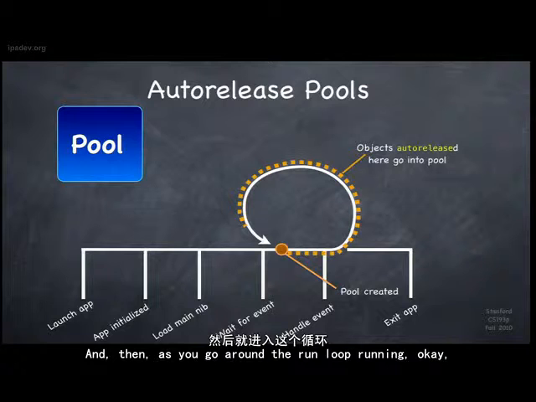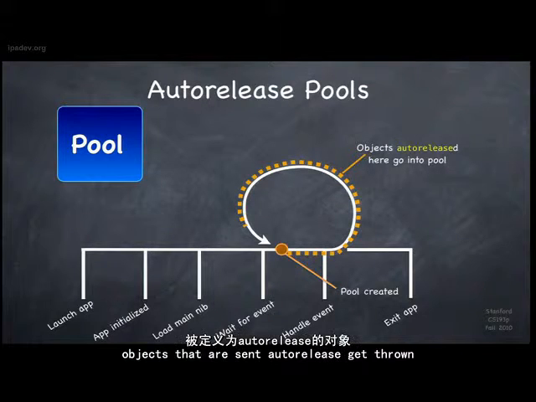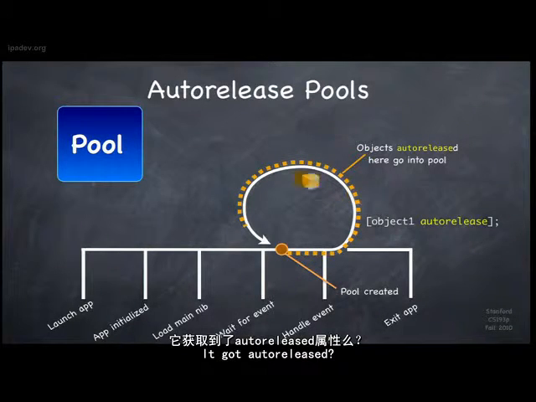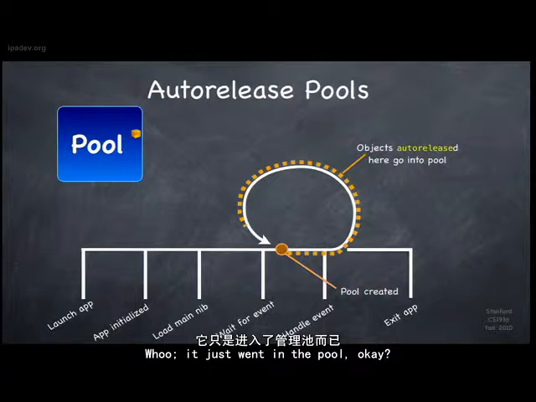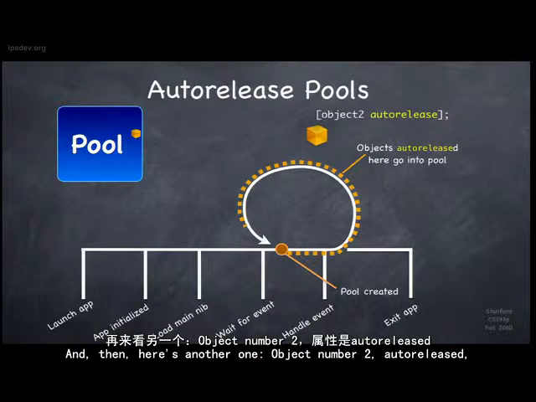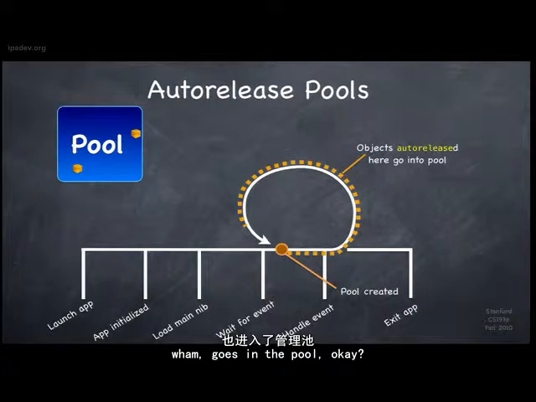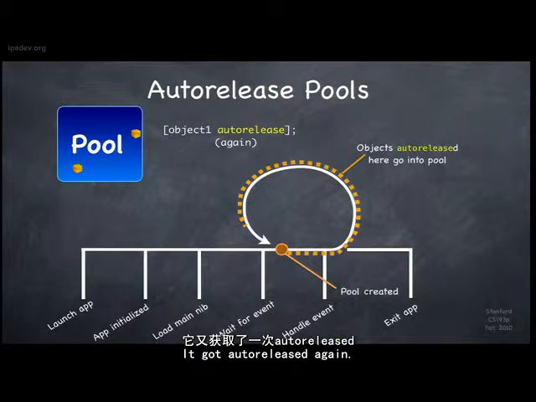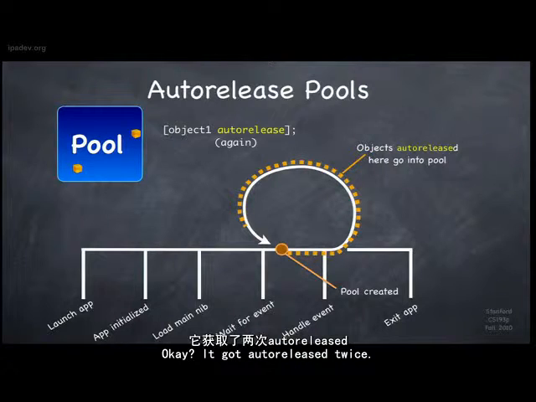And then as you go around the run loop, objects that are sent autorelease get thrown into this pool. So here's an object, object 1. It got autoreleased. It just went in the pool. It didn't get released, it just got thrown in the pool. And then here's another one, object number 2. Autoreleased. Goes in the pool. We're running around the loop. Here comes object 1 again. It got autoreleased again. So it got autoreleased twice.